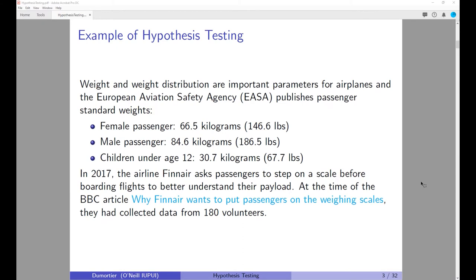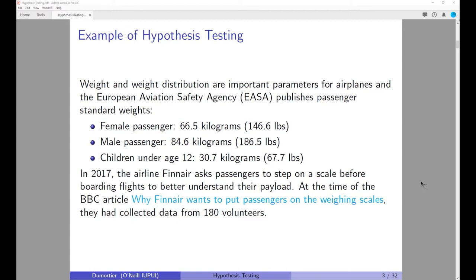Before we start talking about hypothesis testing, let me illustrate the topic with a simple example. Airlines are very interested in the weight and the weight distribution of their passengers and cargo. Usually, they have a very good idea about the weight of cargo because they can weigh it before it gets loaded onto the plane. But when it comes to the weight of passengers, things get a bit more complicated. Airlines must rely on estimates from various institutions.